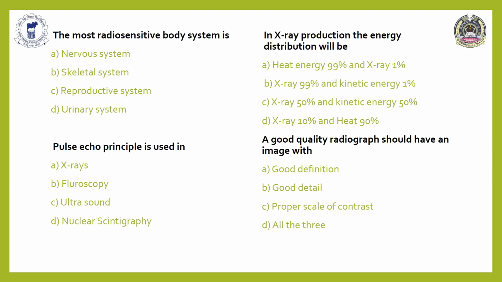Next is, most radiosensitive body system is? Reproductive system. And pulse echo principle is used in ultrasound, right? In X-ray production, energy distribution is: only 1% X-rays are produced, and the rest 99% of the energy is dissipated in the form of heat.